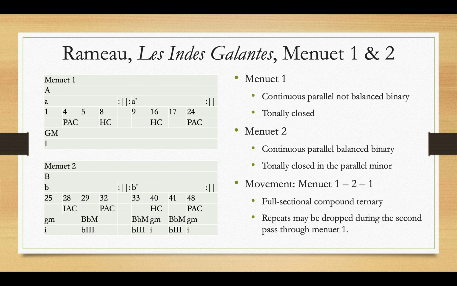And as I mentioned earlier, the repeats may be dropped during the second pass through minuet 1. And that's true for any other compound ternary form. Oftentimes, if the reprise of the first section is pretty literal, the tendency is to drop the repeats on that second pass through.